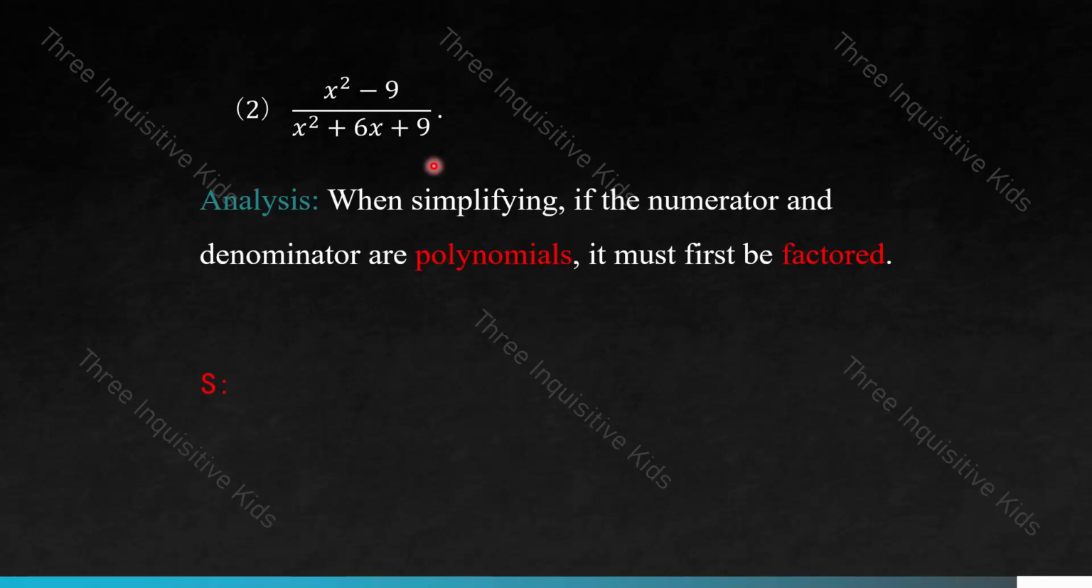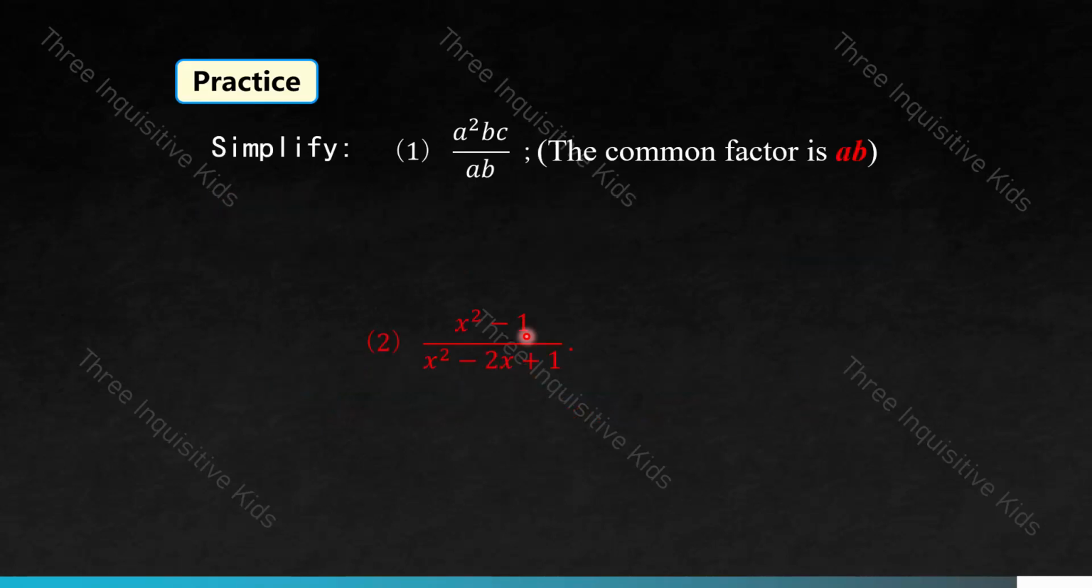In this question, we are using formulas. For example, the top can be split into x minus 3 times x plus 3, since it's using the square difference formula. And at the bottom, we have the perfect square formula, x plus 3 squared. After taking out the common factor x plus 3, we have x minus 3 over x plus 3.